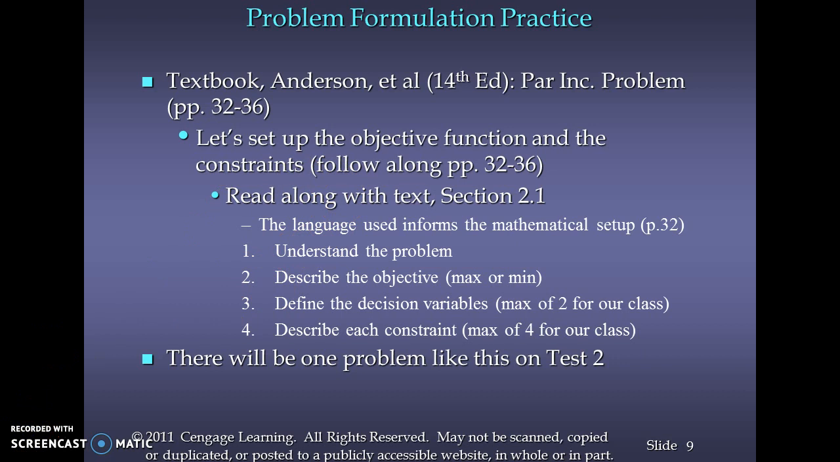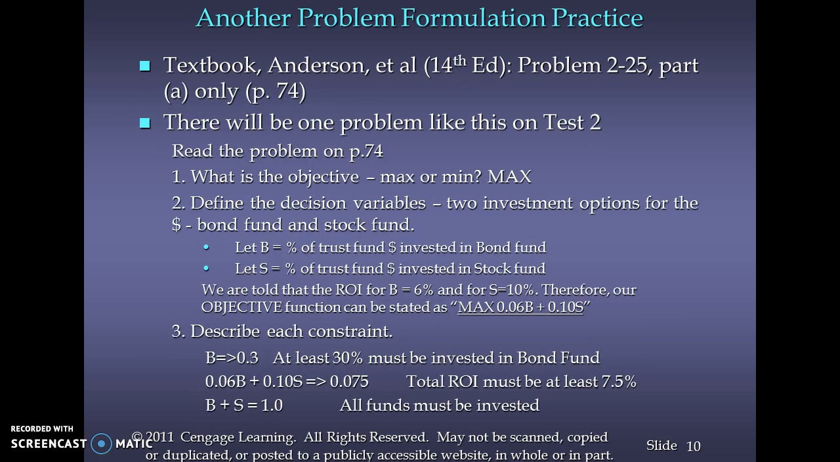Although the computer solution, even using Excel, will allow us to have more than 2 decision variables. Now we're going to describe each constraint. We're going to limit it to 4 for our class. Again, there can be thousands. All right, so let's walk through this again. I'm going to recite from the text.